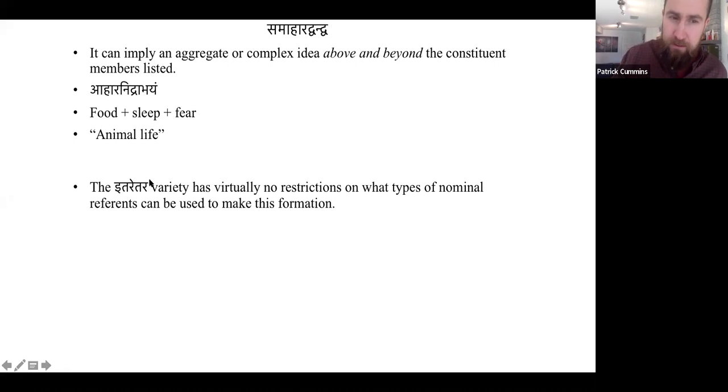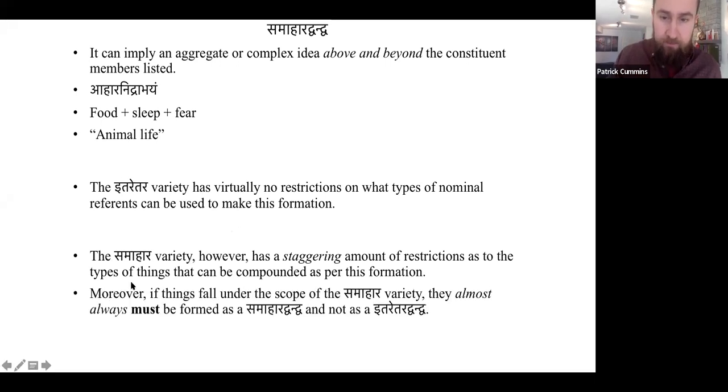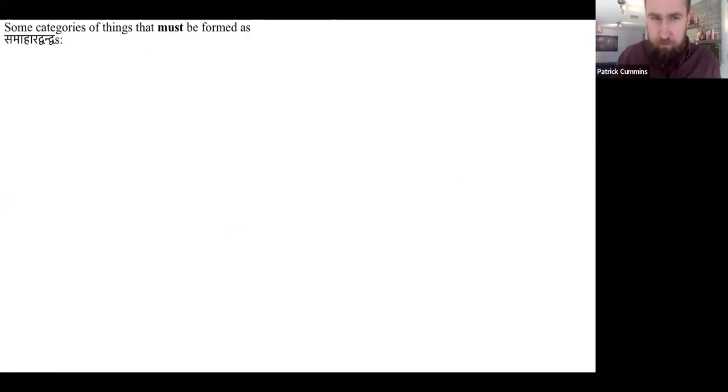So moving on. The itaretara, the cumulative variety, has really no restrictions on what types of nominal reference can be used to make this formation. But that's not the case with the samahara dvandva, where it's neuter singular. There's just a staggering amount of restrictions. And moreover, if something can be a samahara dvandva, it must be a samahara dvandva. So we'll just see some categories which are representative but not exhaustive of the samahara dvandva.